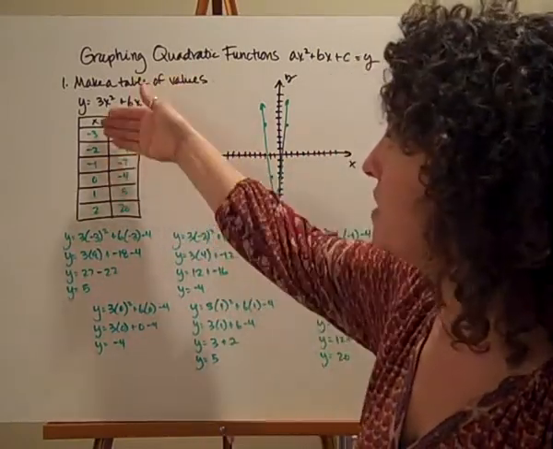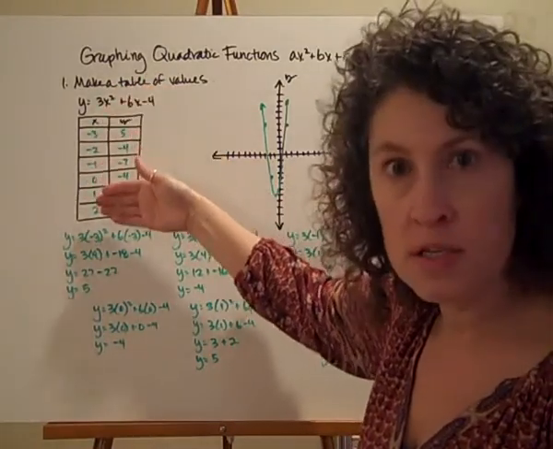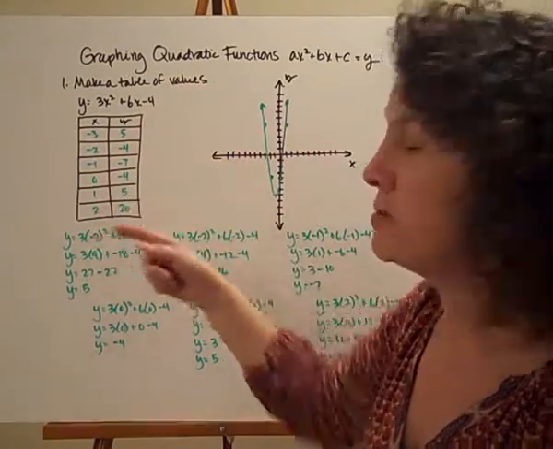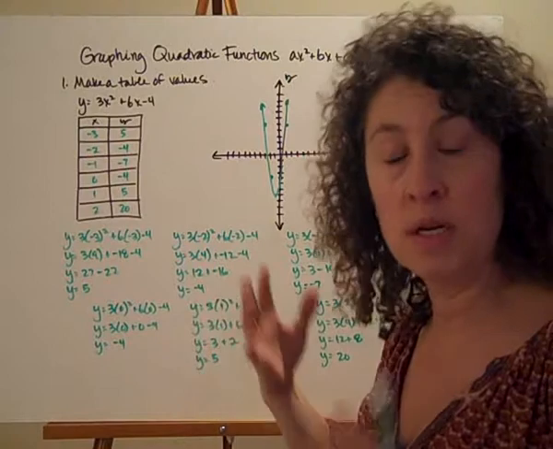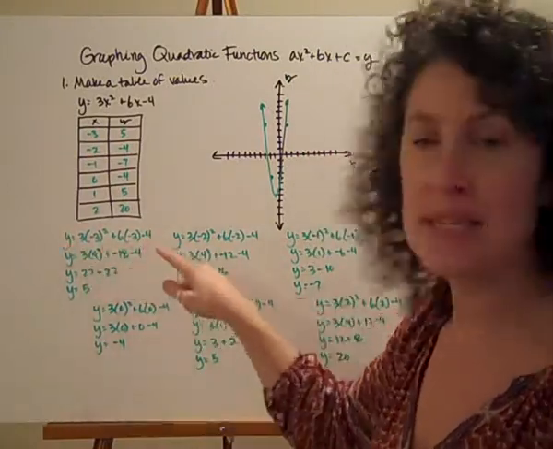So I'm going to give myself a table. I'm going to pick some x values. I like to pick some negatives, a 0, and some positives just to see what happens around the y-axis. And I'm going to plug those values into my equation. So you'll notice this is a lot of work because it's got exponents in it and it's got a lot of operations going on here. So I'm going to start by substituting.